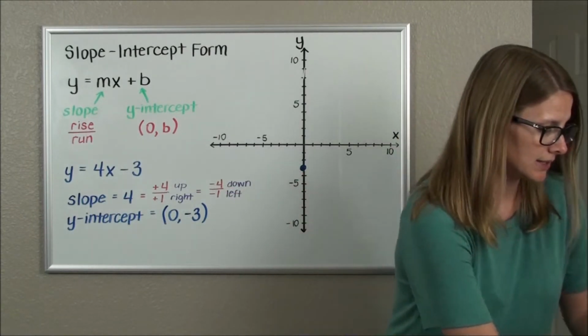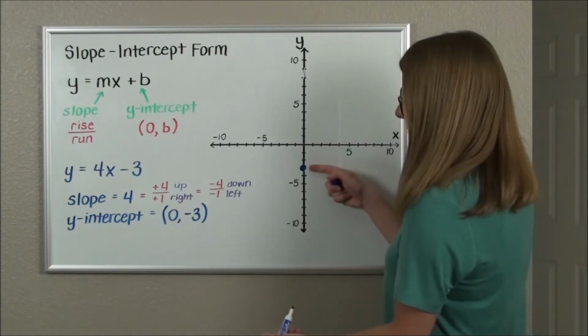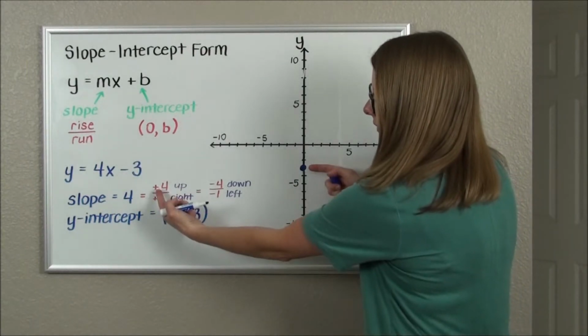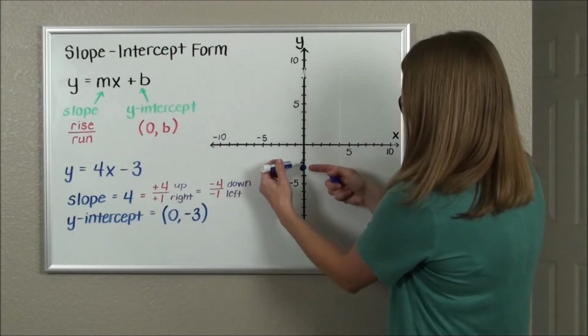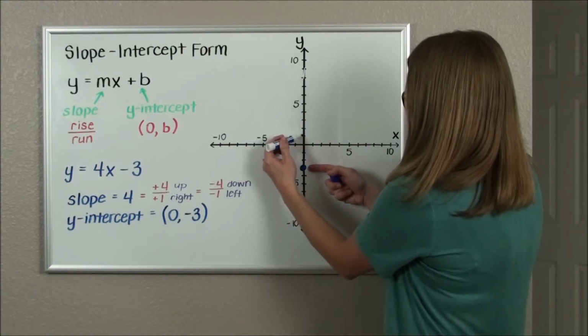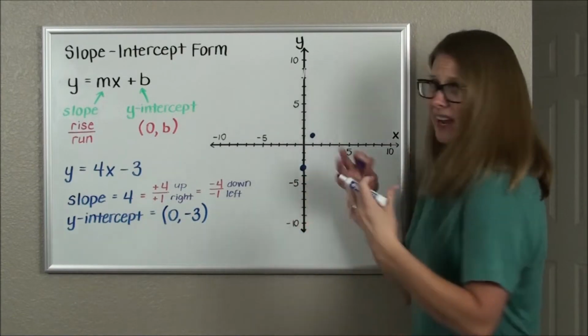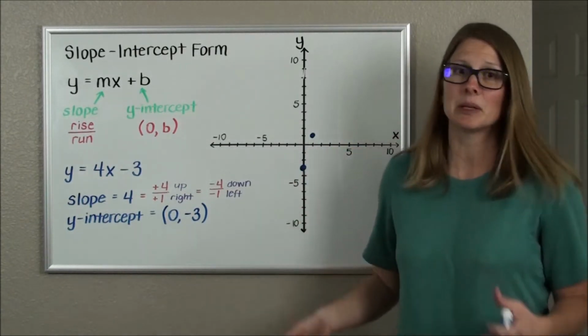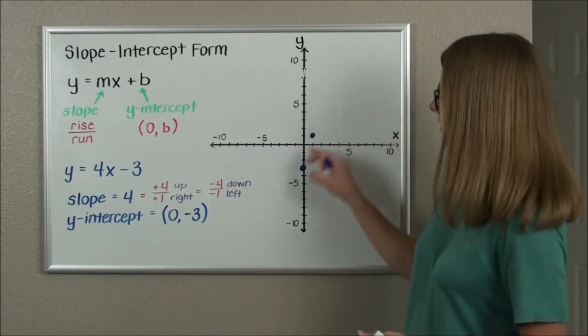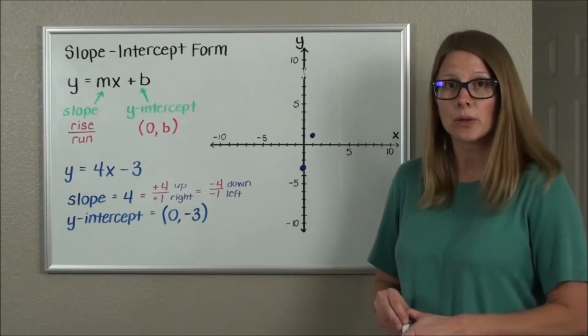So let's see what that does for us. From this initial point, from this y-intercept, let's try going up 4, right 1. So up 1, 2, 3, 4, and to the right 1 would put us right there. And technically just those 2 points are plenty for us to be able to take a straight edge and connect those two dots.